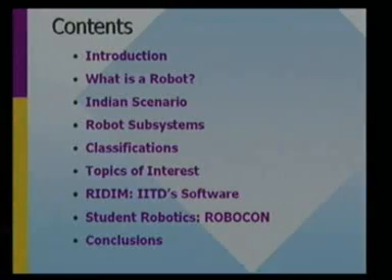topics: introduction, what is a robot, Indian scenario about robotics, robot subsystems, classifications, topics of interest, then REDIM, a software developed at IIT Delhi, student robotics to encourage how the student should be taking up robotics, and the conclusions.